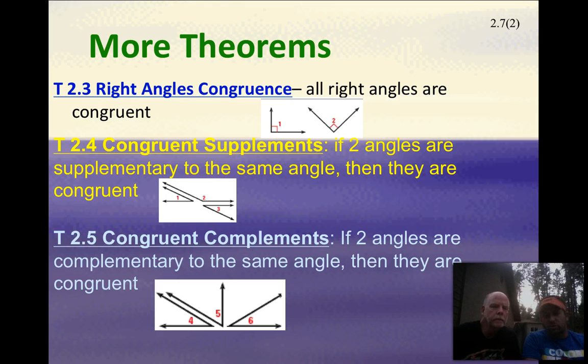50 degrees. So then we know that angle 4 and angle 6 are both 40 degrees. Sorry, I keep forgetting my number. It's almost the exact same thing as supplements, but instead of adding to 180, we're adding to 90. Pretty simple stuff. Once you practice it a few times, it'll be like, okay, got it.